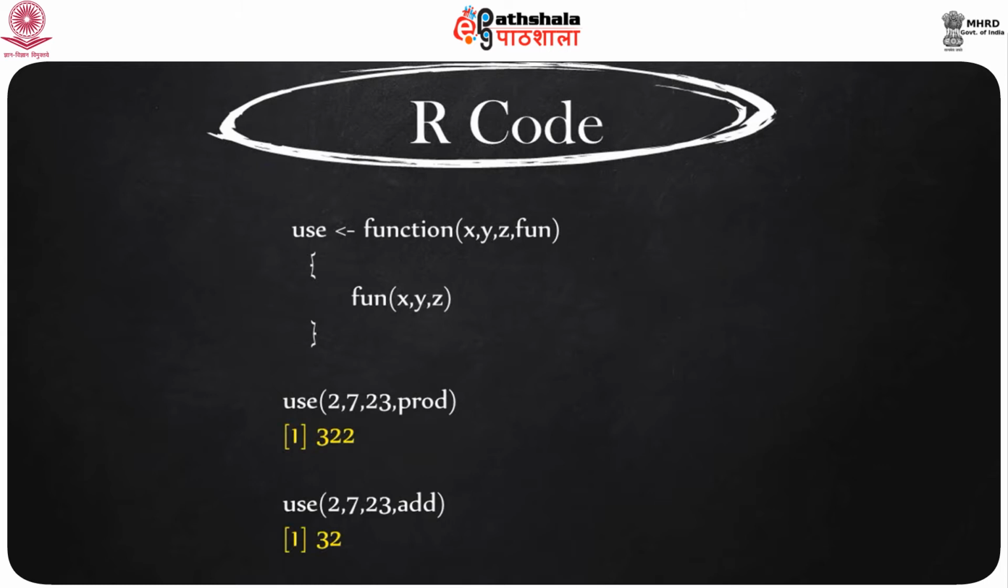So, if we write the function use, then the function prod as argument along with other arguments like 2, 7, 23, it can be any number, then the output will be the product of the three numbers we had given, 2, 7, 23, and it would be 322 as expected. Similar thing will hold if we use add as a function.